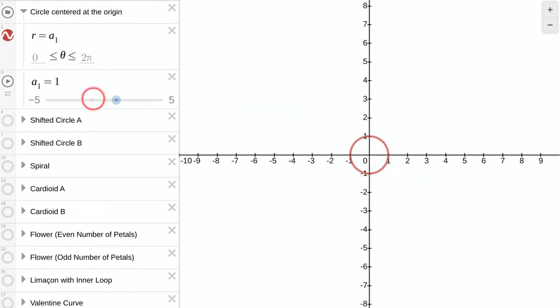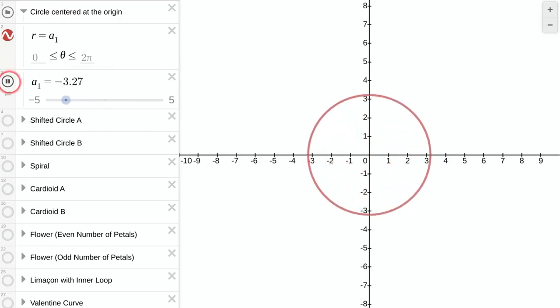And as you start adjusting this a sub 1 right here, you can see that the radius will change. Whatever this a1 is, that's your radius. So let's click the play button, and we'll see that the circle will start increasing or decreasing depending on which side the slider is going. Okay, so as you can see, it's getting smaller.